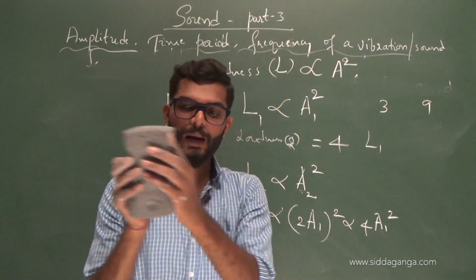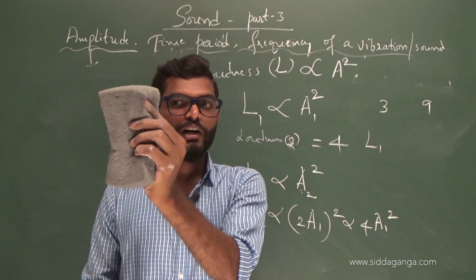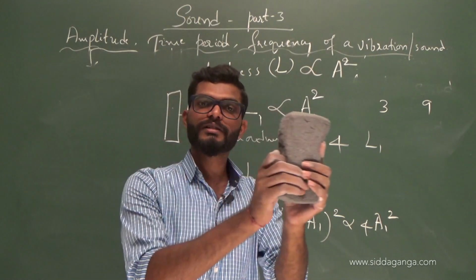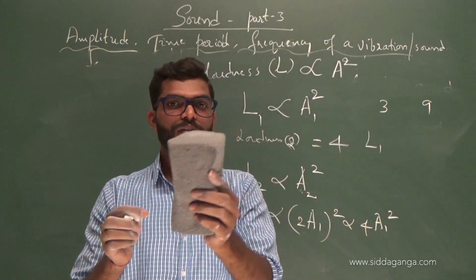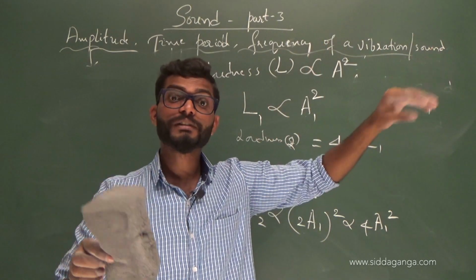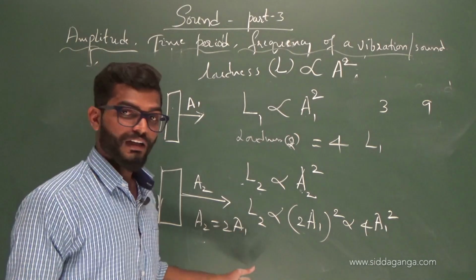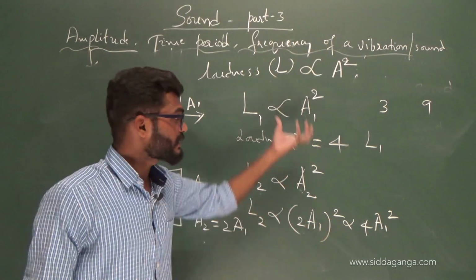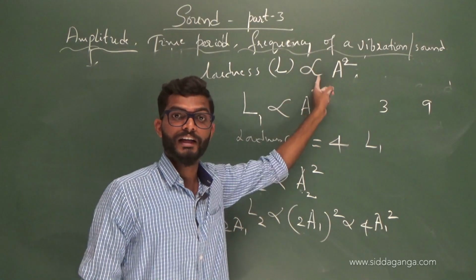If the body is going to vibrate to 3 times the maximum displacement, then its loudness becomes 9 times the initial loudness. That's the meaning of L proportional to A square, L directly proportional to A square.